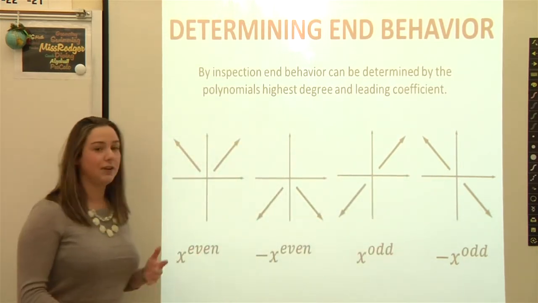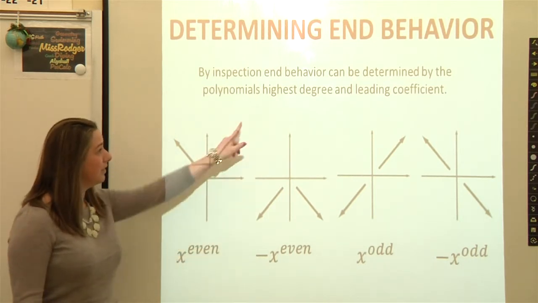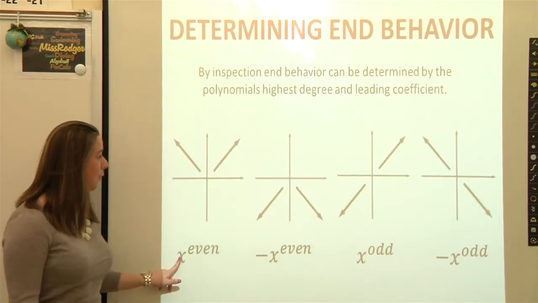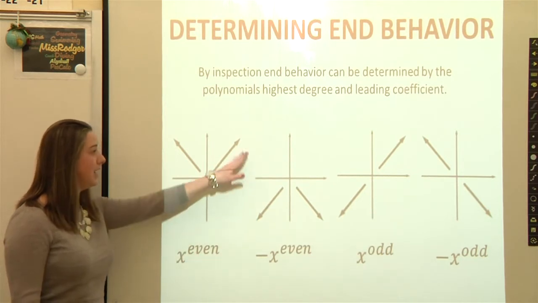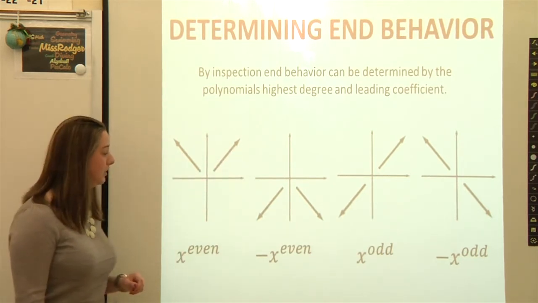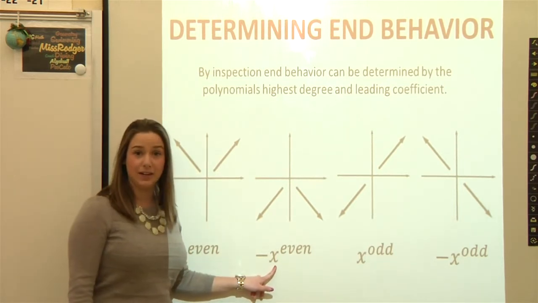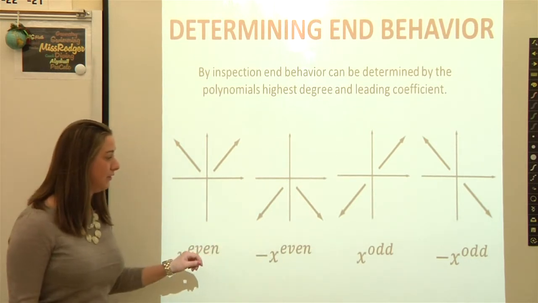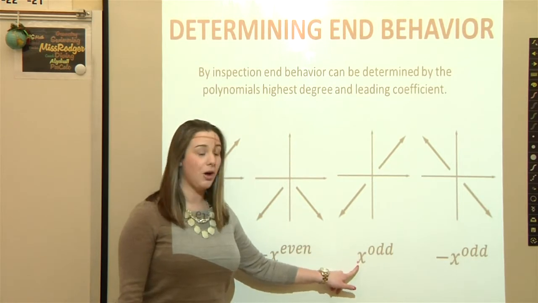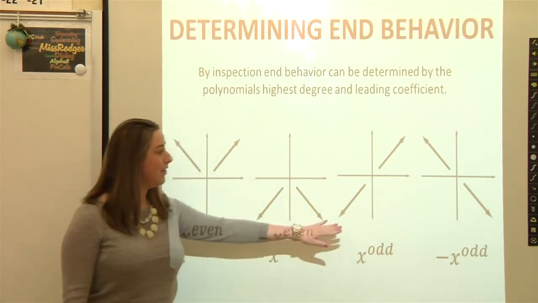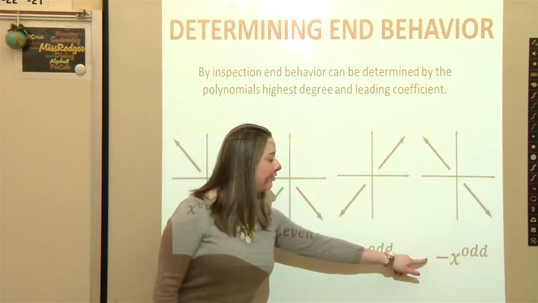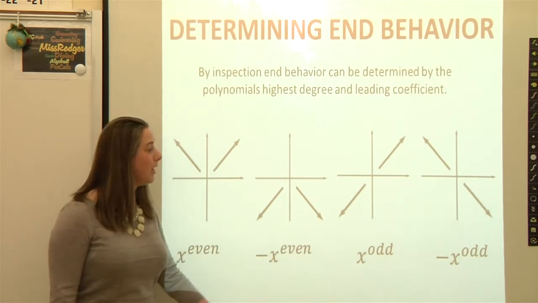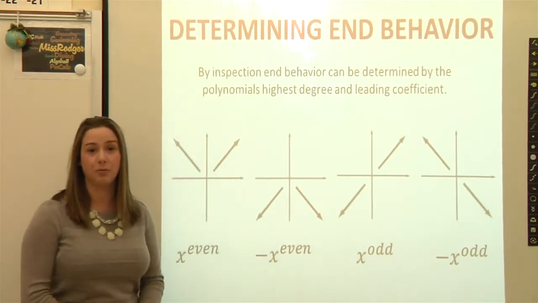So we can start to figure out what's going to happen based on the highest degree and the leading coefficient. If the leading coefficient is positive and the highest power is even, this is how our end behavior functions. If our highest degree is even and the leading coefficient is negative, this is the sketch of how our end behavior is going to function. If our leading coefficient is positive and our highest degree is odd, this is how our sketch is going to function. And our last option is when our leading coefficient is negative and the highest power is odd. So we want to consider these as we progress through polynomial graphs.